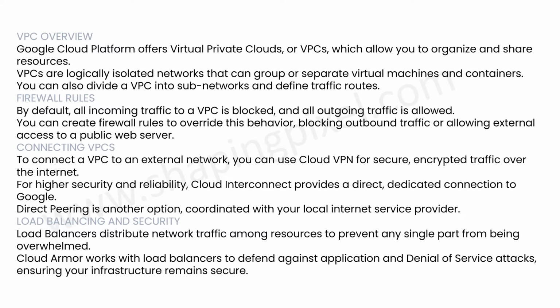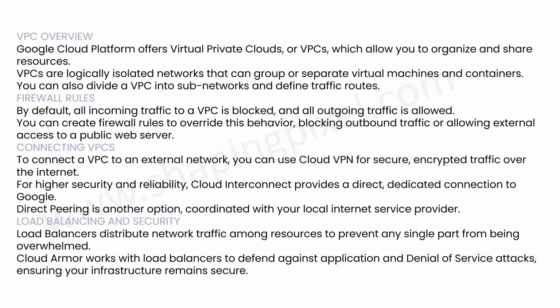Google Cloud Platform offers virtual private clouds or VPCs, which allow you to organize and share resources. VPCs are logically isolated networks that can group or separate virtual machines and containers. You can also divide a VPC into subnetworks and define traffic routes. By default, all incoming traffic to a VPC is blocked and all outgoing traffic is allowed.